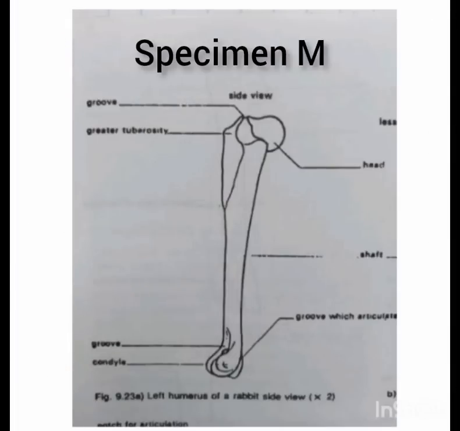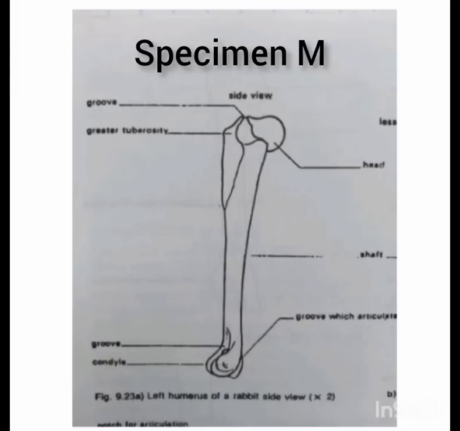Next specimen is specimen M, which is the humerus. The humerus is part of the skeletal system in humans. It forms an attachment surface for biceps and triceps muscles. Then it forms the ball and socket joint at the shoulder side. So it has the ball joint, which is attached to the socket on the shoulder side.